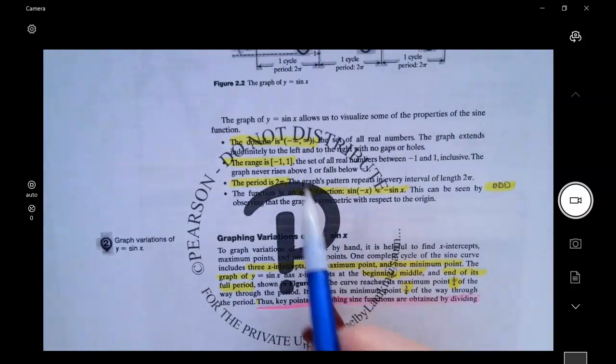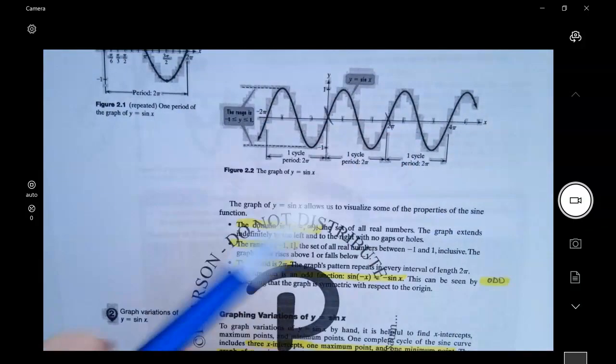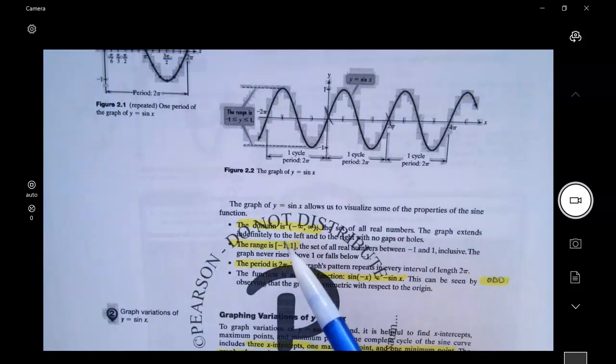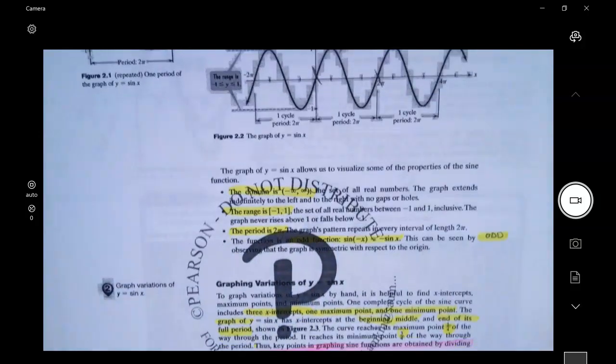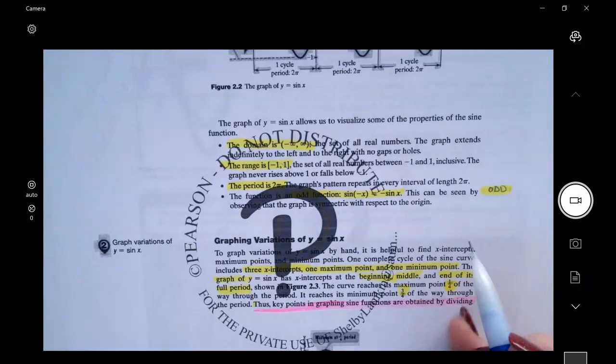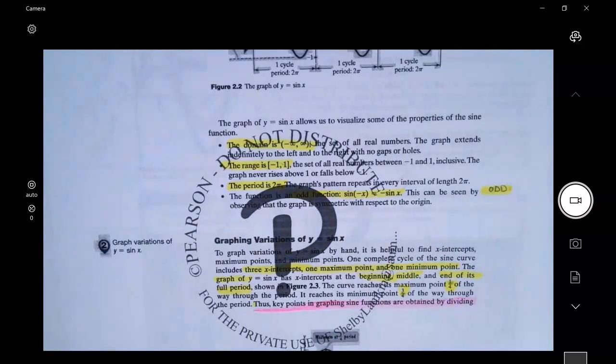I highlighted some things here. The domain is from -infinity to infinity, which means it's going to go all the way that direction and all the way that direction. The range is from -1 to 1. The period is 2 pi. Once you get to 2 pi, it's going to start back over. And it is an odd function, meaning that the sine of -x is equal to the negative sine of x.